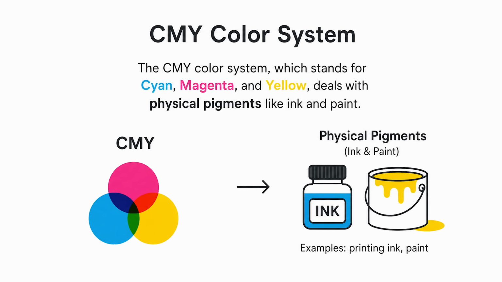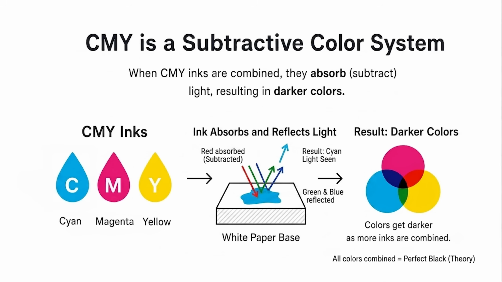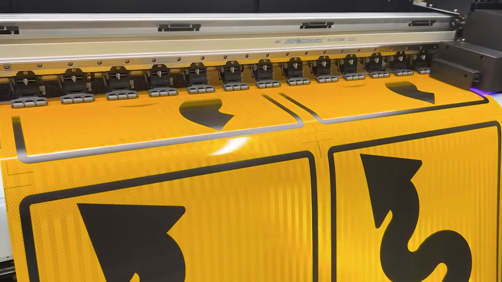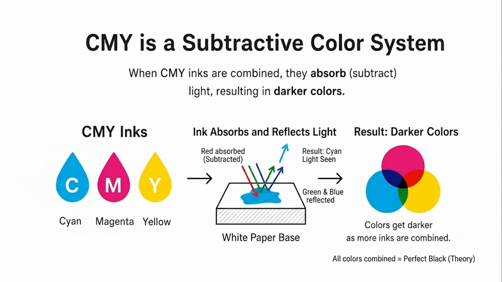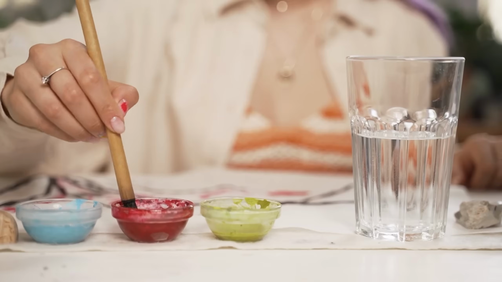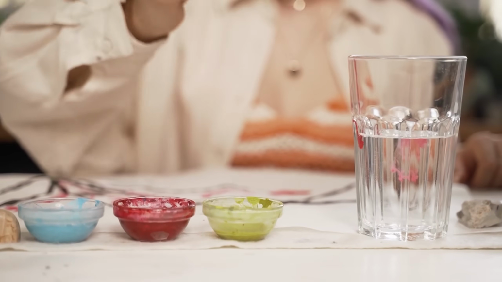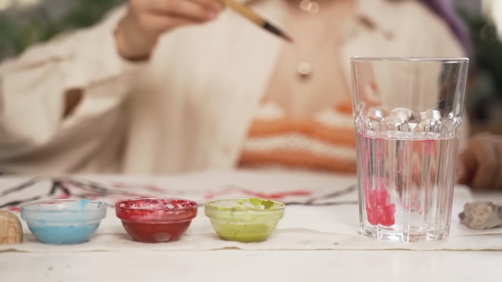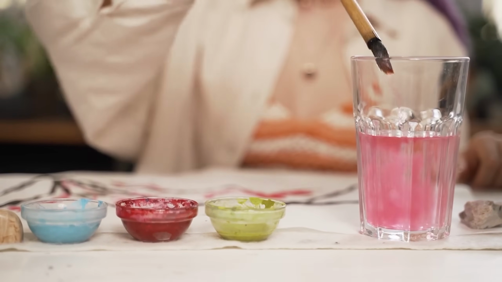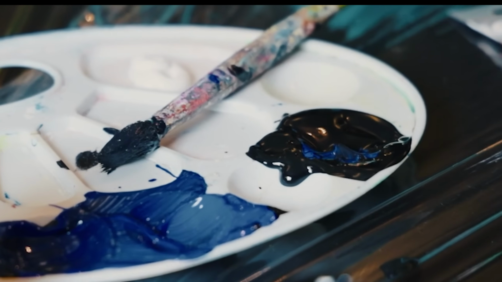On the other hand, the CMY color system, which stands for cyan, magenta, and yellow, deals with physical pigments like ink and paint. This is a subtractive color system used in printing and physical art. Instead of emitting light, pigments absorb it and reflect only certain colors back to our eyes. In theory, if you mix pure cyan, magenta, and yellow together at maximum intensity, they absorb all visible light, reflecting nothing back, which results in black.